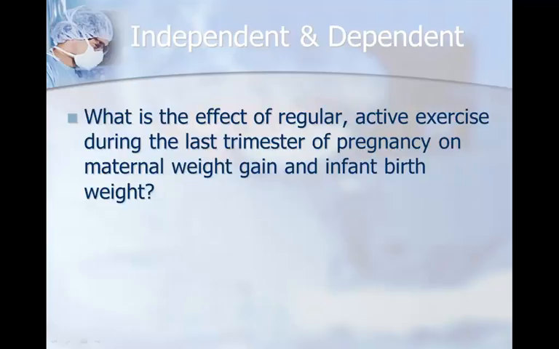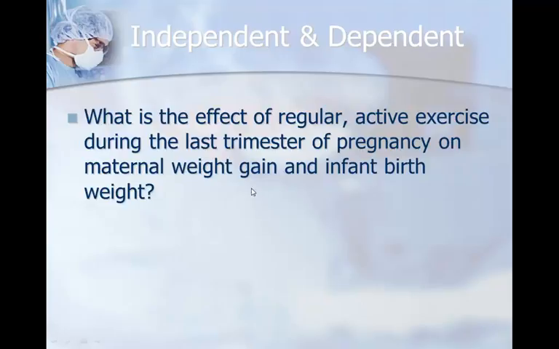Here's another example. So what is the effect of regular active exercise during the last trimester of pregnancy on maternal weight gain and infant birth weight? So the dependent variable could be the maternal weight gain and infant birth weight, where the independent variable would be the amount of exercise. Okay.